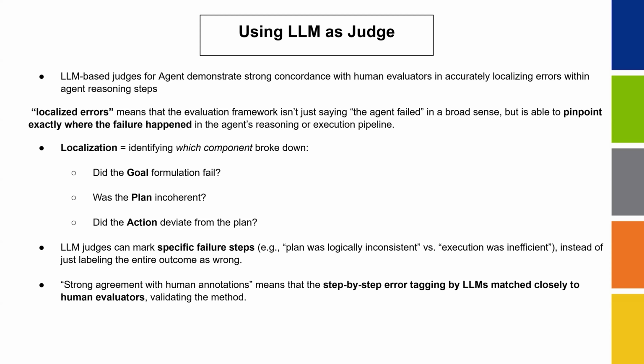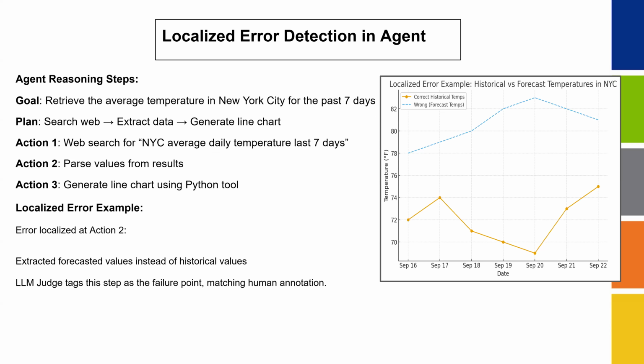So LLM judges can mark specific failure steps. Example, say the plan was logically inconsistent versus execution was inefficient, instead of just labeling the entire outcome as incorrect or wrong. This framework has come out of Snowflake, and their research shows strong agreement with human annotations, meaning that step-by-step error tagging by LLMs matched closely to human evaluators, validating the method. So look, this is an example of how localized error detection in an agent would work.